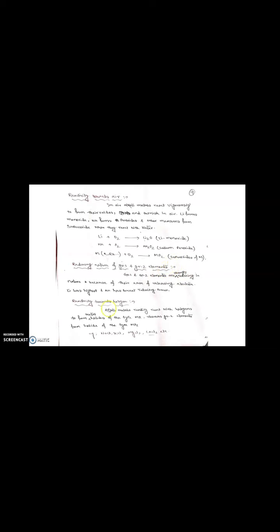Now what is the reactivity towards halogens? Alkali and alkaline earth metals like sodium, potassium, magnesium, calcium all react with halogens like fluorine, chlorine, bromine, iodine in the following way to form halide compounds. Sodium reacts with chlorine to give sodium chloride. Potassium reacts with chlorine to give potassium chloride. Magnesium gives magnesium chloride, and calcium gives calcium chloride, CaCl2.